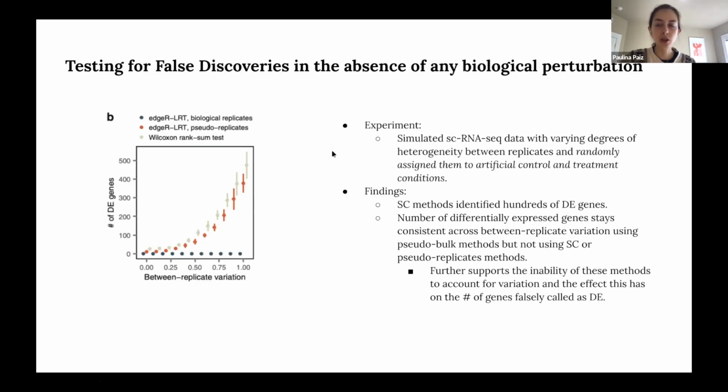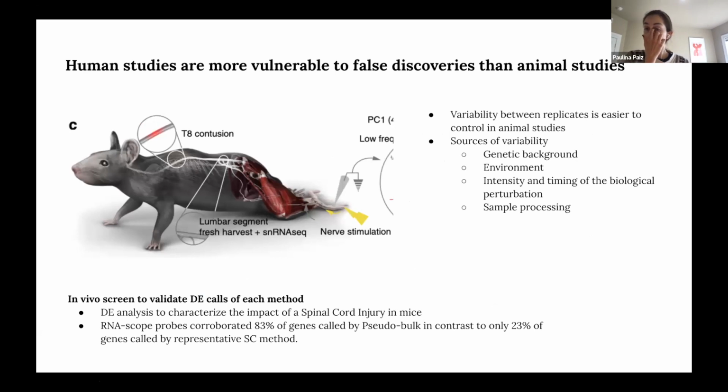And so there are many sources of variability in these experiments, as you all know, including genetic background, environment, intensity and timing of the biological perturbation, and sample processing that can lead to false discoveries. But they note that variability between replicates is easier to control in animal studies. So human studies are actually more vulnerable to false discoveries than animal studies.